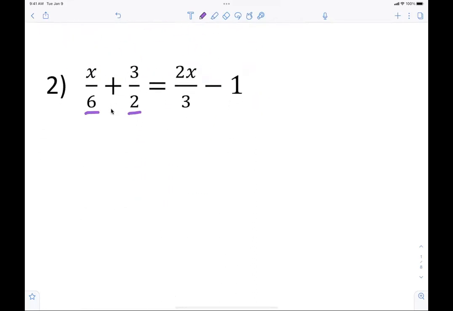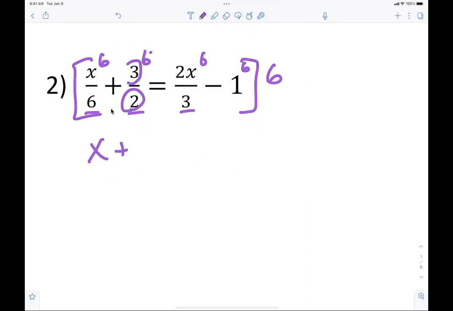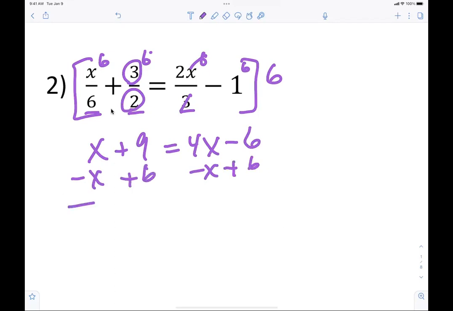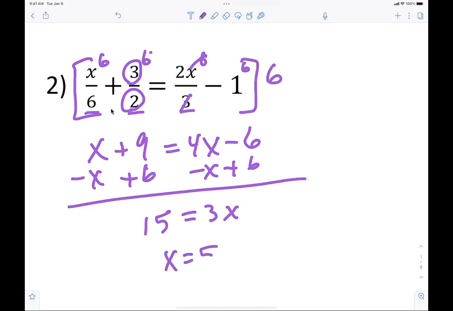Now notice the common denominator between 6, 2, and 3 is 6. So I'm going to multiply everything through by 6. So I put a 6 in each term, and I end up with x plus 6 divided by 2 is 3, 3 times 3 is 9. 6 divided by 3 is 2, 2 times 2x is 4x minus 6. Then I'm just moving things around, subtracting x, adding 6, and I end up with 3x is equal to 15. So x is equal to 5.